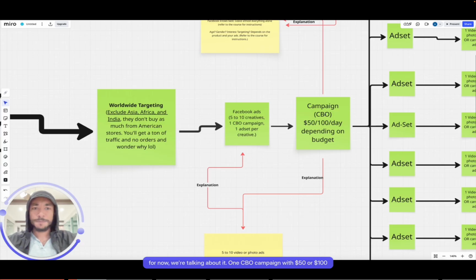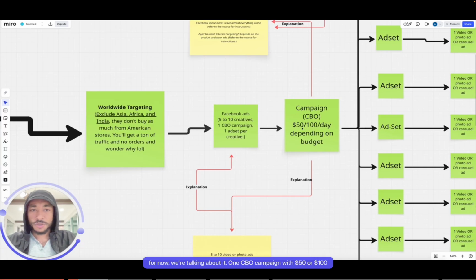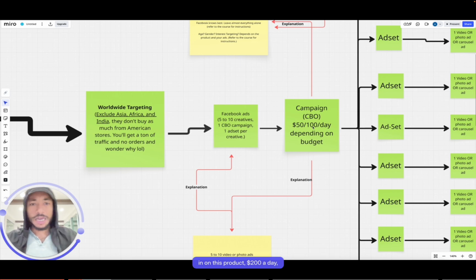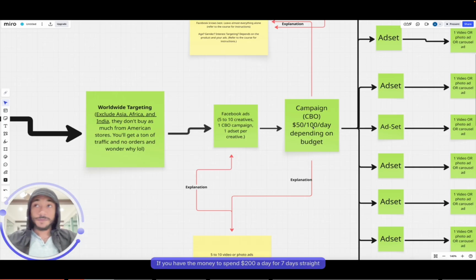But for now, we're talking about one CBO campaign with $50 or $100 a day, depending on what your budget is. If you have a high budget and you're very, very confident in the product and the work that you put in on this product, $200 a day, right? But that's depending on your budget. If you have the money to spend $200 a day for 7 days straight or for 14 days straight and you're not worried about it, and that's just like your investment to the business, then perfect, bro.